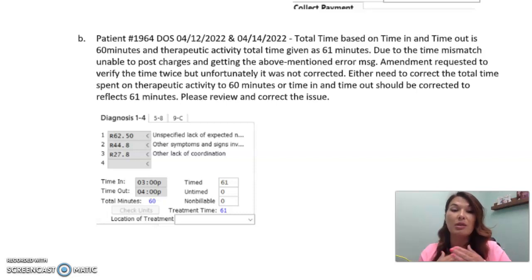It's using up a lot of our time to correct this, and is causing some denials because the times are not matching. Okay, if you have any questions, as always, reach out to me.